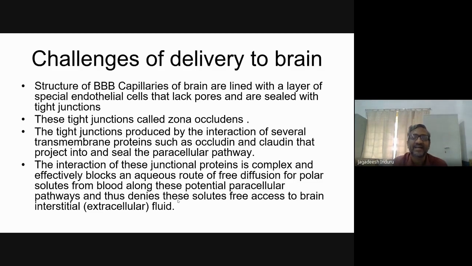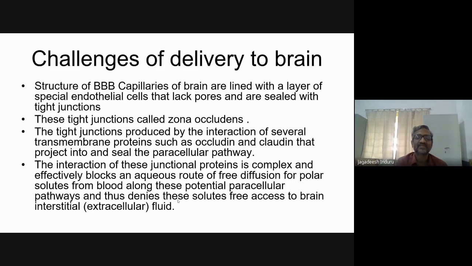These tight junctions are called zona occludens. The zona occludens make it tougher, so there are no pores for reaching the brain. The tight junction is produced by the interaction of several transmembrane proteins called occludin and claudin. This makes a tight junction that projects into and seals the paracellular pathway, so we don't have any pore transport into the brain. Pore transport is completely nil, unless you are using carrier mediated transport, that is active targeting. It is very tough to reach the brain.